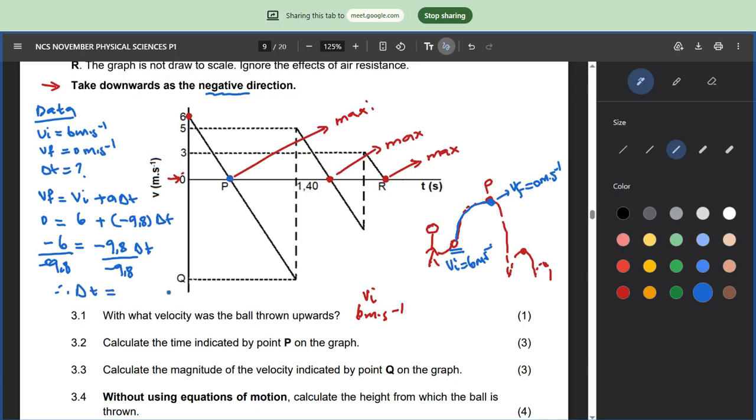What is minus 6 divided by negative 9.8? What do you get? We are not subtracting, we are dividing. Minus 6 divided by negative 9.8. These two cancel, then on the other side it's minus 6 over minus 9.8.